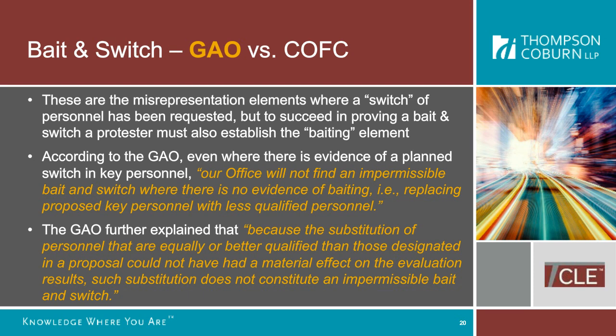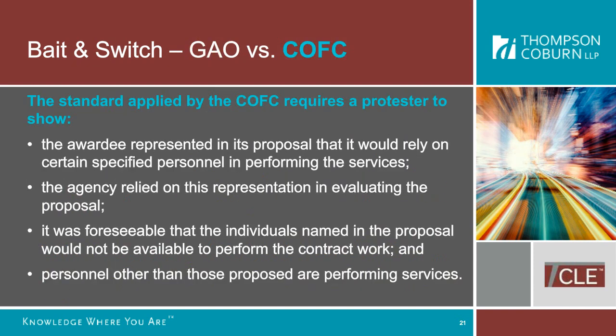In comparison, the Court of Federal Claims has also decided bait and switch allegations, and the standard there requires the protester to show that the awardee represented it would rely on certain specified personnel. The agency relied on that representation. It was foreseeable that the individuals named in the proposal would not be available, and personnel other than those proposed are performing the services. There's several nuanced differences in the test at the GAO versus the court.